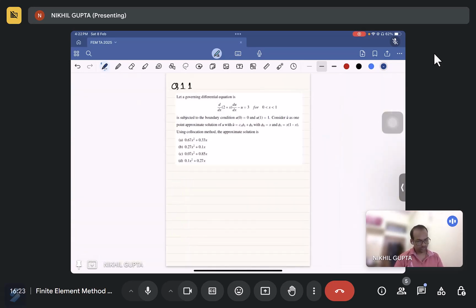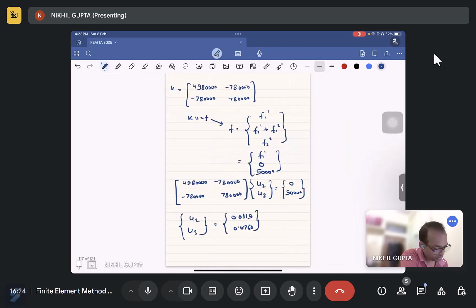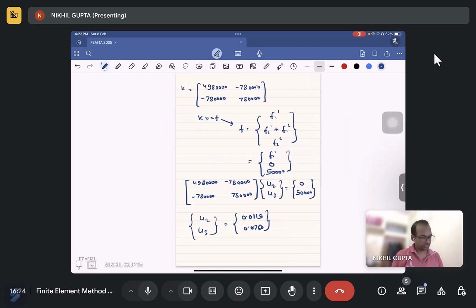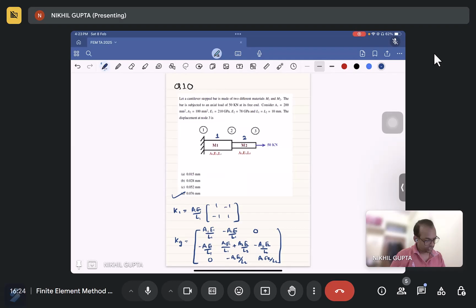Okay. Now let's solve this question. Note this question. You can see the question is given like this. Let's solve it. You have to use the collocation method. So what we can write: d of 2 plus x by dx. From the last question, K is unknown. The global stiffness matrix is 3 by 3. Thereafter we have written a 2 by 2 matrix.